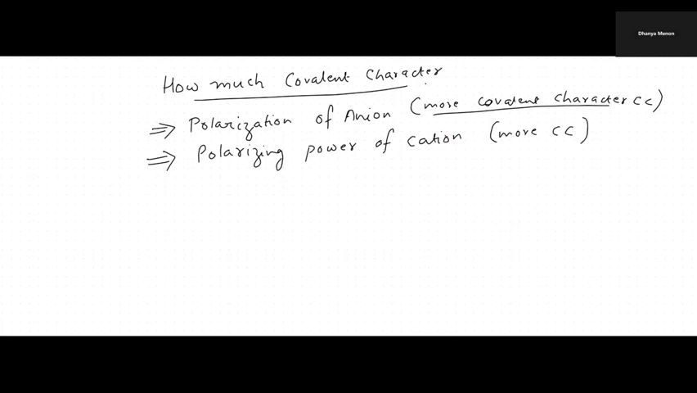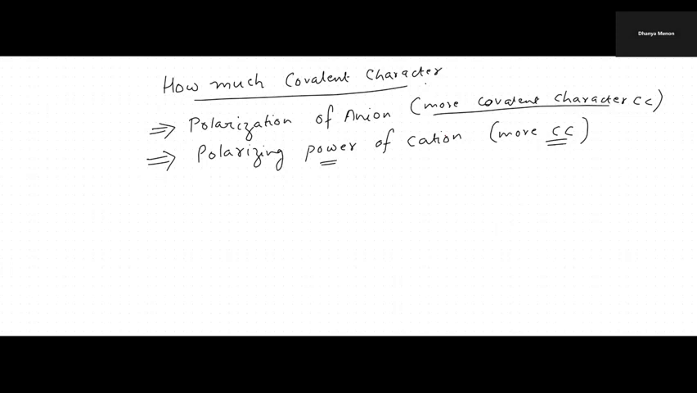So how much is the polarizing character? We cannot measure the percentage, as I told you. We can just compare between few compounds. Okay. But it depends upon polarization of the anion. If it is more polarized, more is the covalent character. And it also depends upon the polarizing power of the cation. If polarizing power is more, covalent character is more. Okay, I hope till here it is clear.